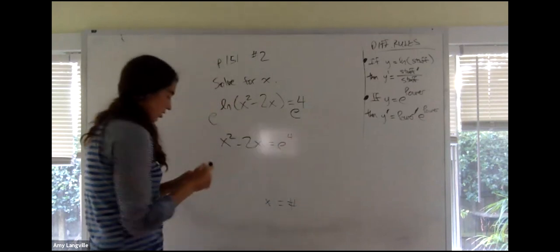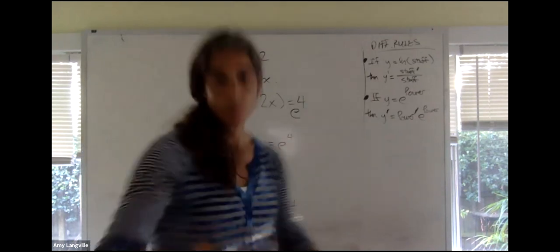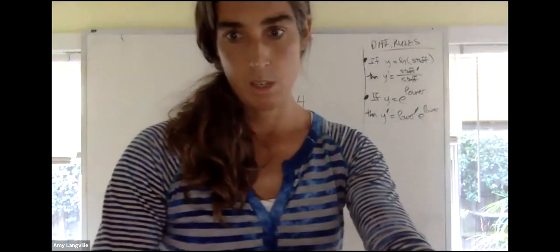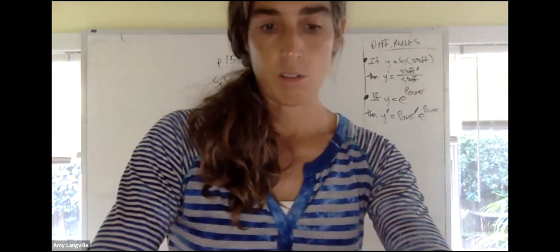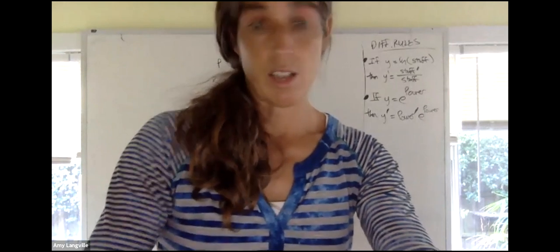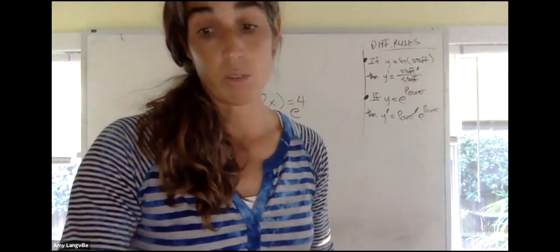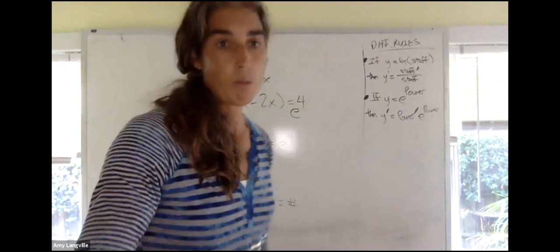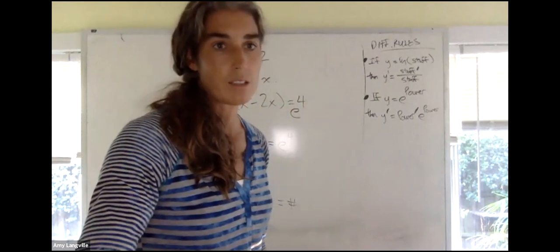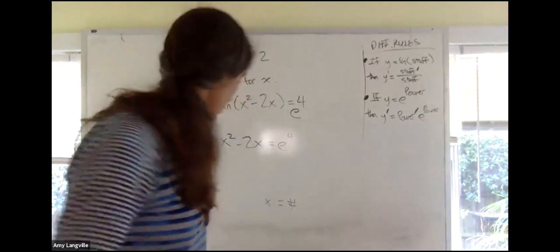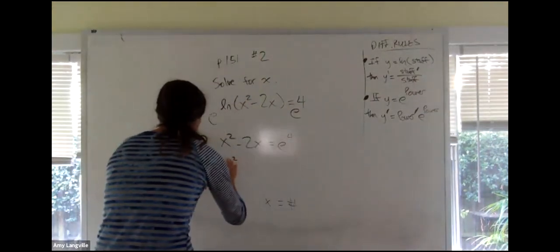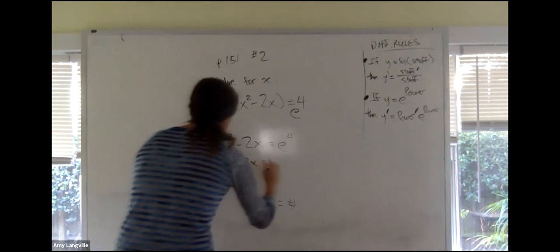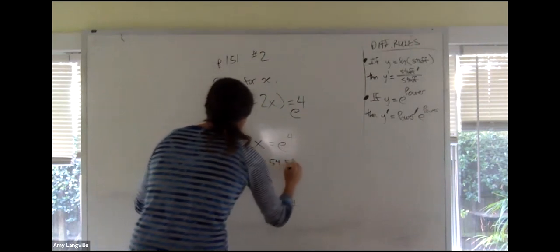Well, e to the 4 is just some decimal. I won't share the screen, but I'm just going to Google what that decimal is. So e raised to the 4, I can just literally ask Google, e caret 4, and it's 54.59. Let's just say 54.59. So we have x squared minus 2x equals 54.59.